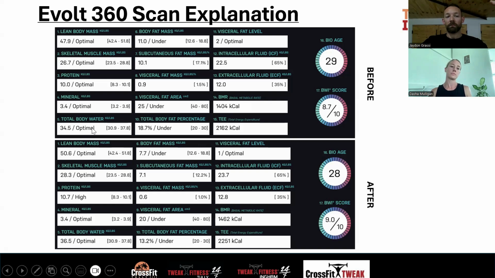Awesome. Okay, cool. So since you've mentioned skeletal muscle mass and water, let's touch on those next, right? So skeletal muscle mass, we can see here at 26.7 in our original scan, and now 28.3 in scan 2, or our after scan. So we've definitely had an increase in muscle mass, right? Yeah, definitely, which is great. That's something we want to see.